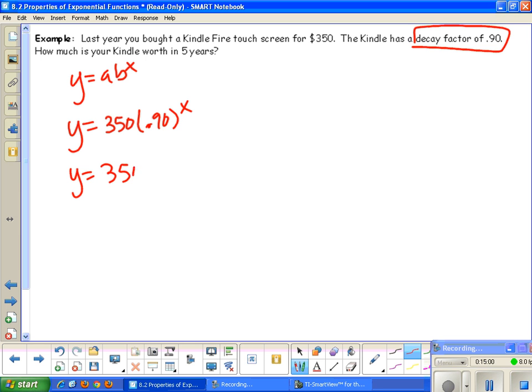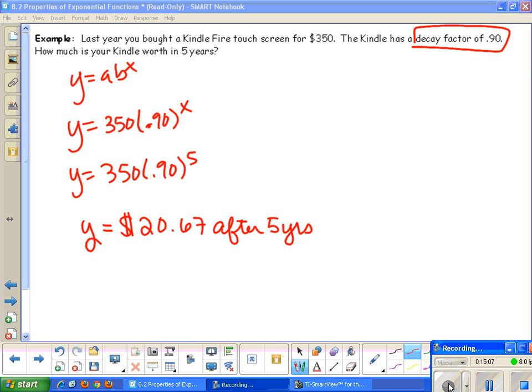So if we want to figure out after 5 years, we plug in 5 for x, and then plug this into our calculator. When you plug that in, you end up with $20.67 after 5 years. I use a decimal here because I'm talking about money. And does that make sense? We start off with $350 buying it, so after 5 years, if your value is depreciating, that means it's going to get less and less, so that makes sense in the context of this problem. Make sure you bring this with you to class, and we will do more examples of this.